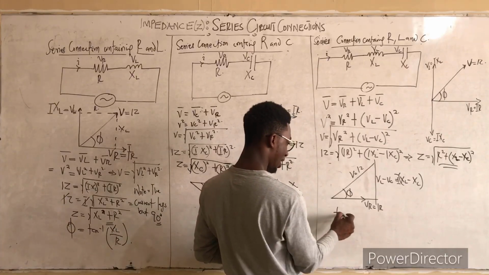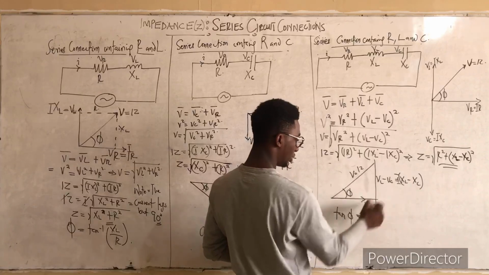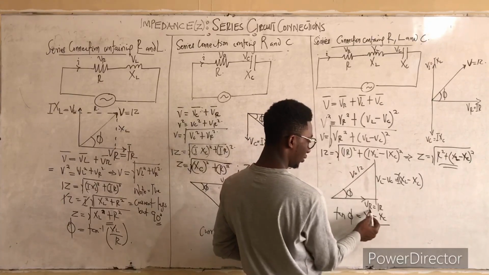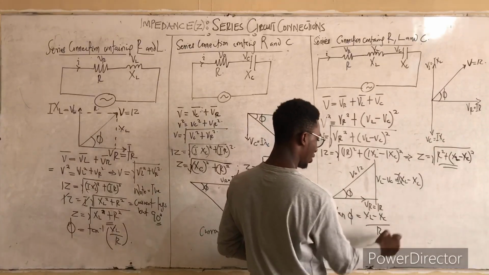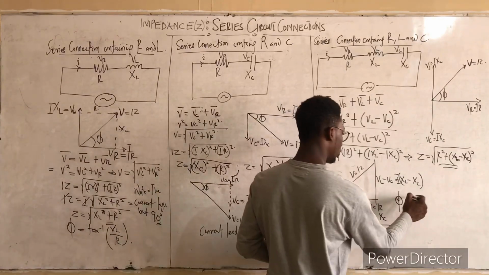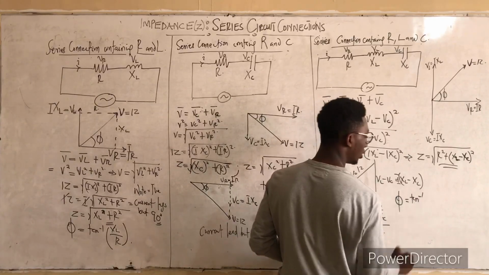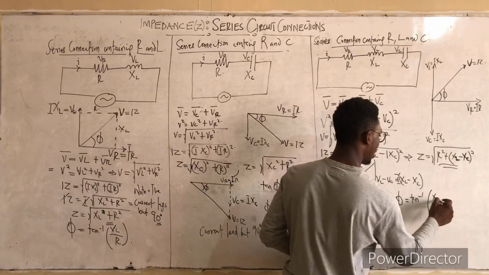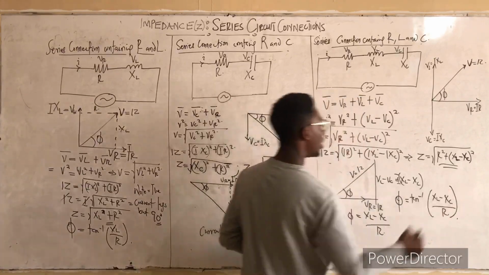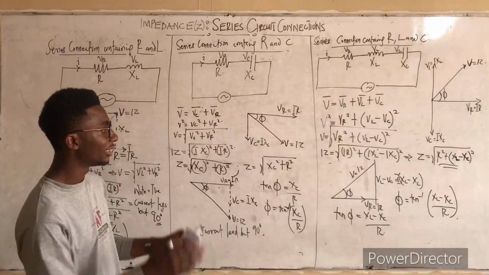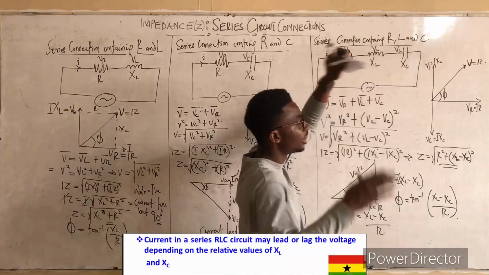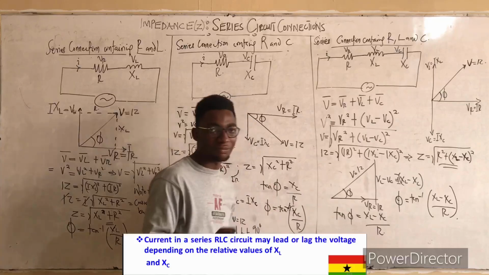So tan theta here will be equal to opposite, which is the XL minus XC divided by the adjacent, which is the R. So therefore, the phi will be equal to tan inverse of XL minus XC all divided by R. And this is how we find the phase angle when there's a series connection between all three elements.